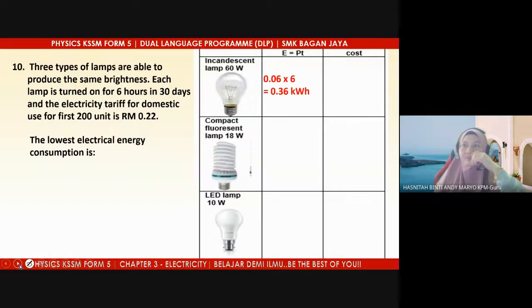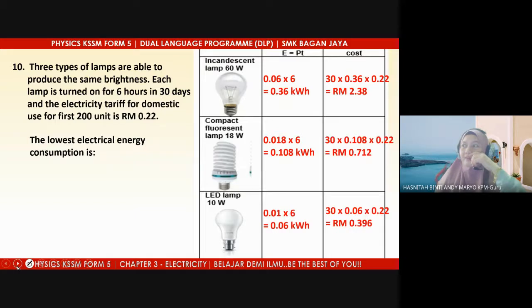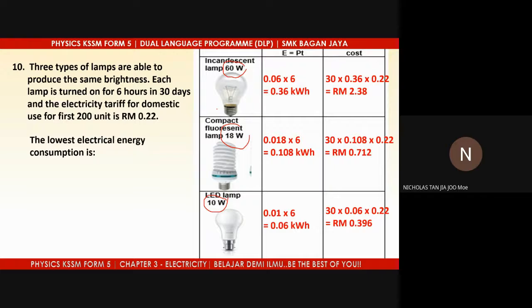Okay, so ini contoh lah. Okay, another example. You can determine the cost for each. We have 3 bulbs here, 3 lamps: incandescent lamp, fluorescent lamp, LED lamp with the power rating for each. Okay, you tengok dia punya power rating. So kita nak beli lampu yang mana satu kita nak prefer. Which one is better?